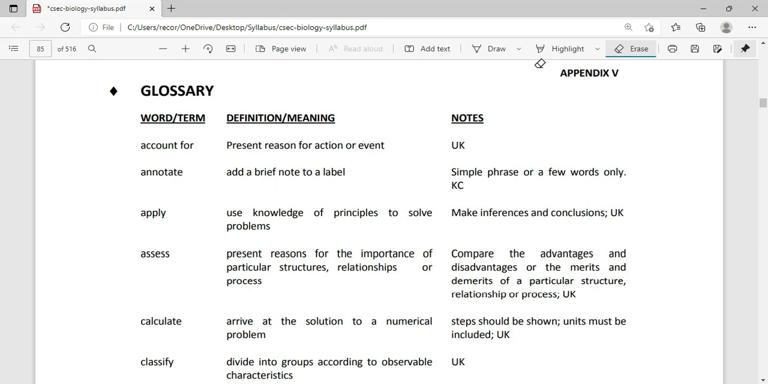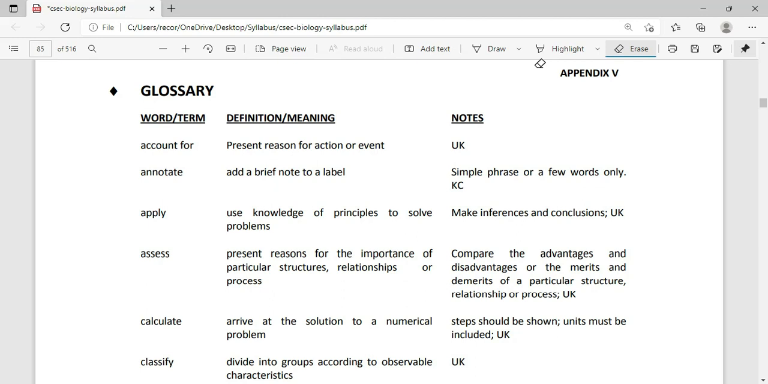Apply. Use knowledge of principles to solve a problem. Again, you would have had to have this knowledge in order to apply it. You're going to make inference and conclusion here, and you're tested here for use of knowledge. Assess. Present reasons for the importance of a particular structure, relationship, or process. You're expected to compare the advantages and disadvantages or the merits and demerits of a particular structure, relationship, or process. And again, you are tested for use of knowledge.